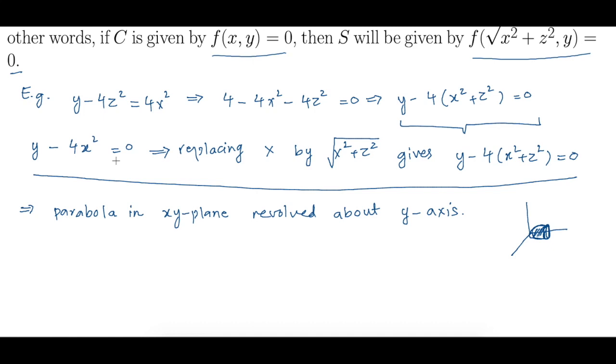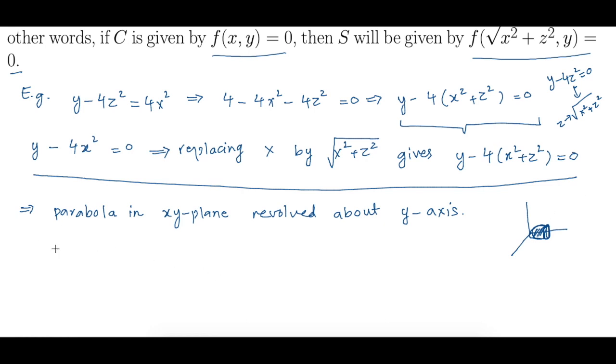y-axis. Also note that you can say this is y minus 4z squared, so y minus 4z squared is equal to 0, and then z is replaced by the square root of x squared plus z squared. So this is a parabola in the yz plane, and then you are revolving this about the y-axis again. So this is another way to do that.